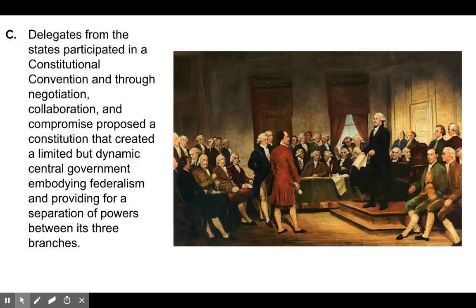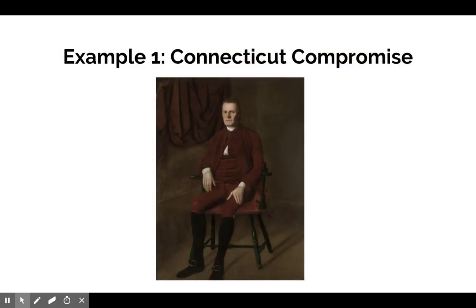Delegates from the states participated in a constitutional convention, and through negotiation, collaboration, and compromise, they proposed a constitution that created a limited but dynamic central government, and it embodied federalism, providing for a separation of powers between its three branches. When our founding fathers got together to create our Constitution, it was a top secret meeting because essentially it was treason. They were going to overthrow the government and create a new government by writing this new document.